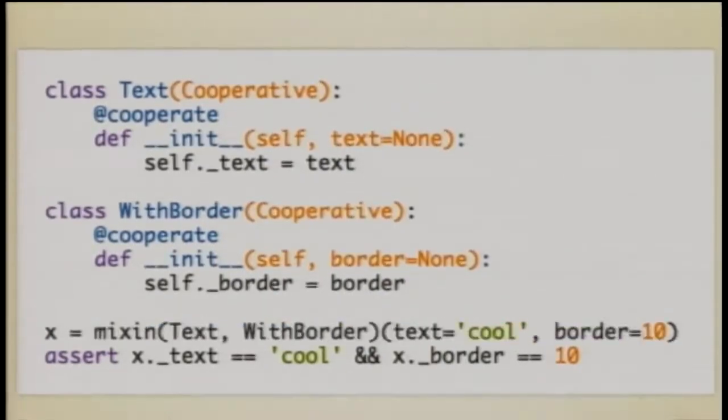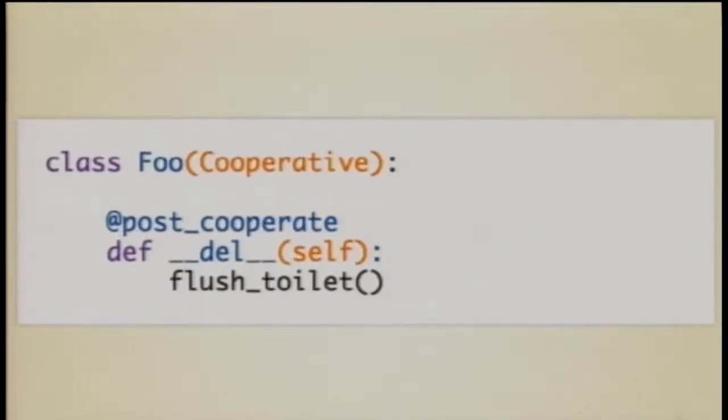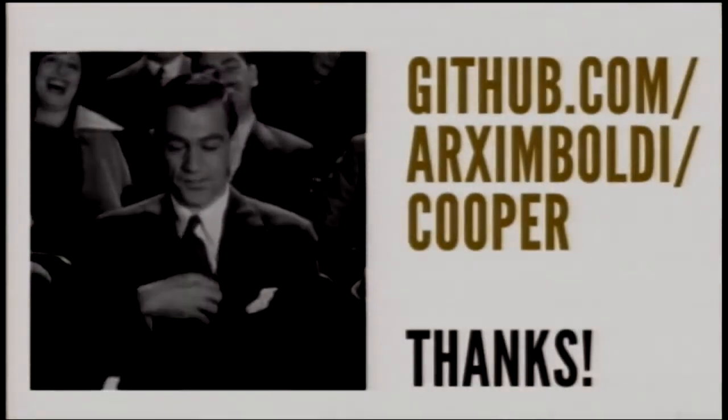Actually, this mixin pattern is very useful, and there is a function provided by the library that allows you to dynamically create a class that combines the other two classes in the context where you need it, so you don't need to explode your hierarchies. There are more features that are not so important.